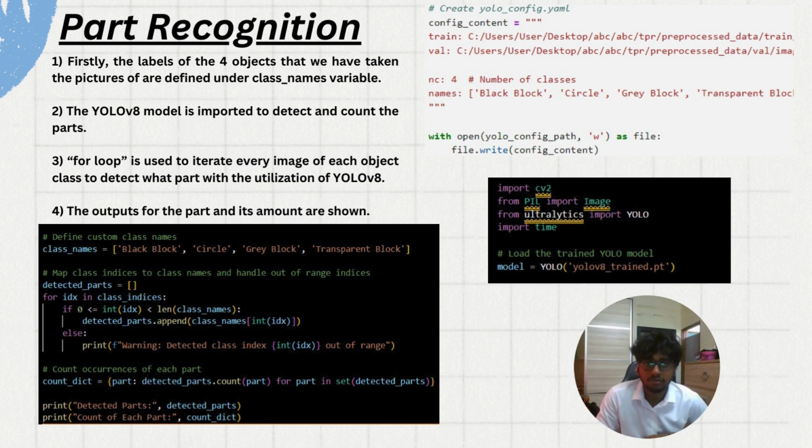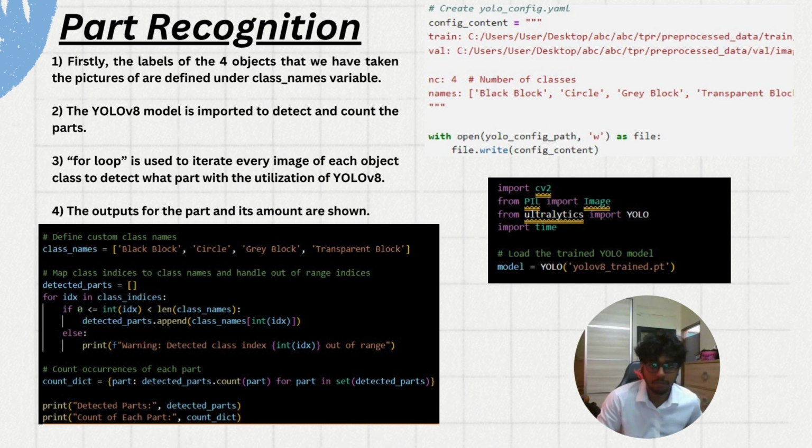Firstly, the labels of the four objects that we have taken pictures of are defined under the class name variable. Next, the YOLO V8 model is imported to detect and count the parts. YOLO stands for You Only Look Once. Next, a for loop is used to iterate over every image of the object class to detect which part it is, utilizing YOLO V8. Lastly, the outputs for the parts and their amount are shown.